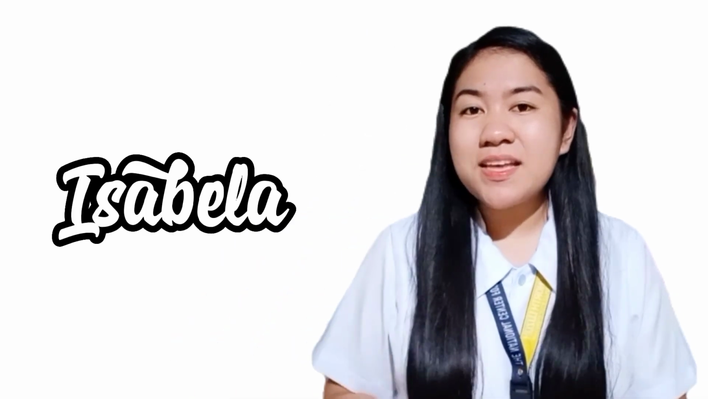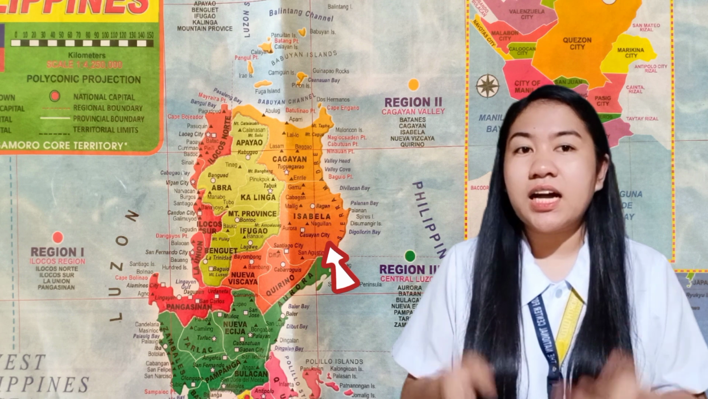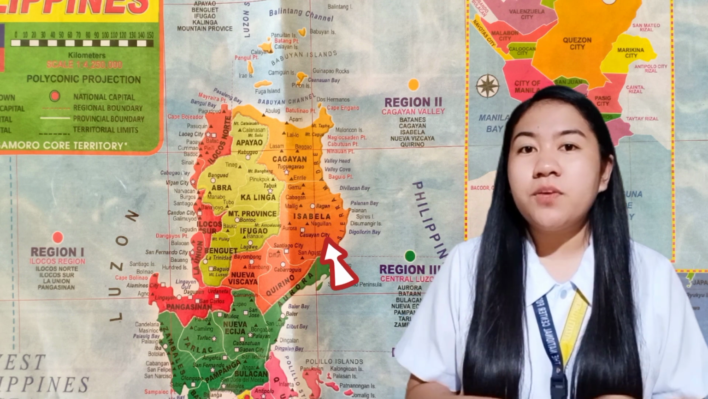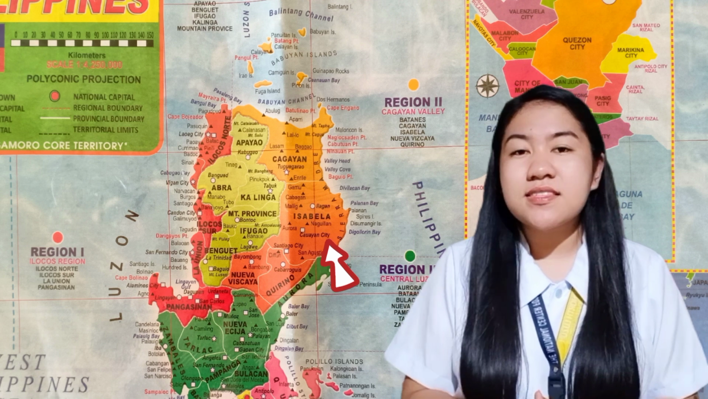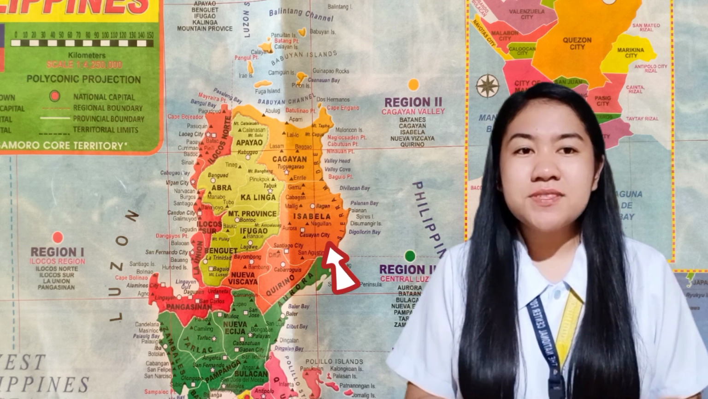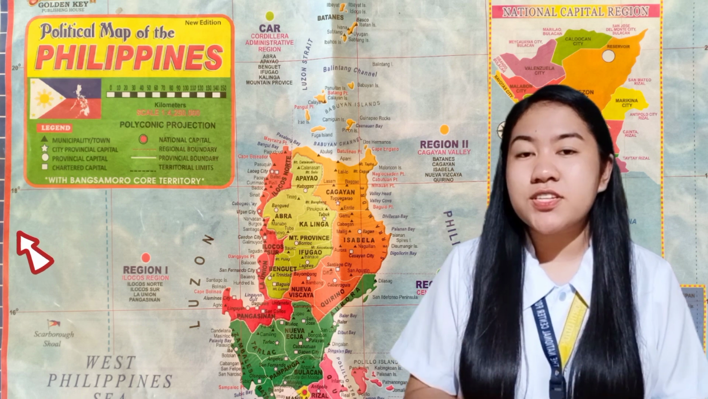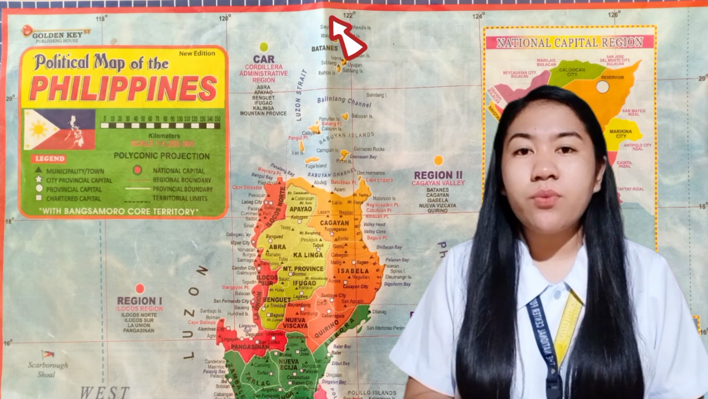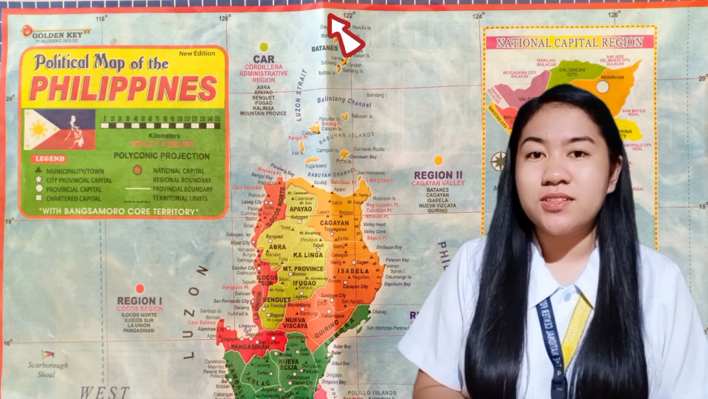Let's go to Isabela. Isabela is a province in the Philippines situated in the Cagayan Valley region, occupying the northeastern section of Luzon. Its capital is the city of Ilagan. Its absolute location is 16.9754 degrees north, which is the latitude, and 121.8107 degrees east, which is the longitude.